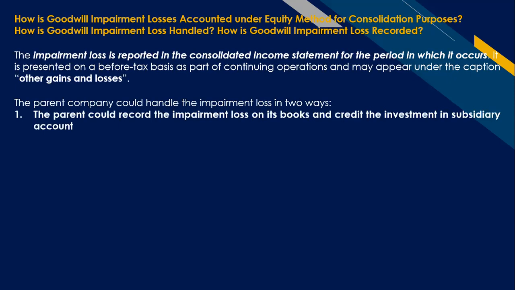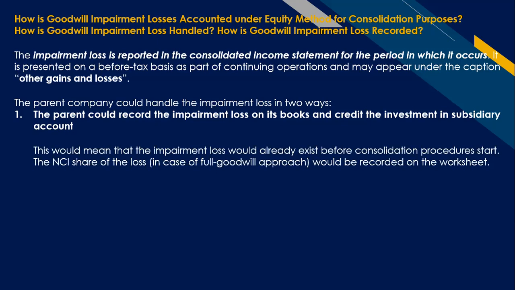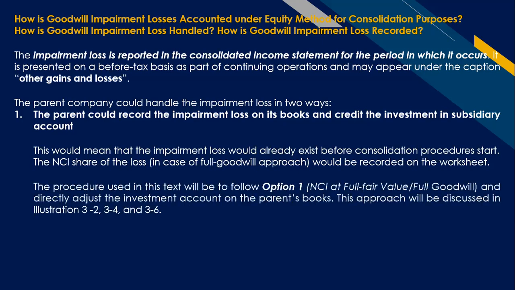The parent could record the impairment loss on its books and credit the investment in subsidiary account. This would mean that the impairment loss would already exist before consolidation procedures start. The NCI share of the loss in case of full goodwill approach would be recorded on the worksheet. The procedure used in this text will be to follow option 1, NCI at full fair value, full goodwill, and directly adjust the investment account on the parent's books.